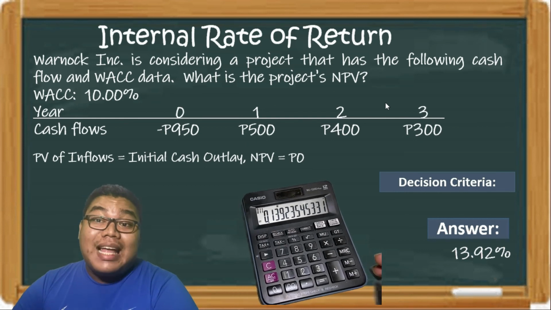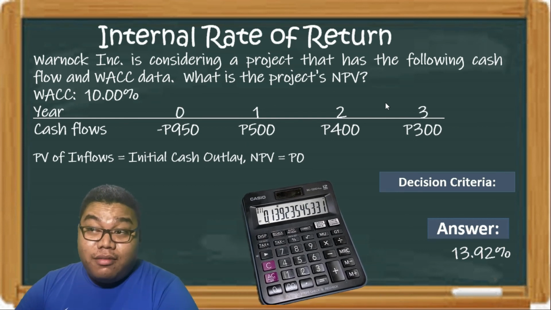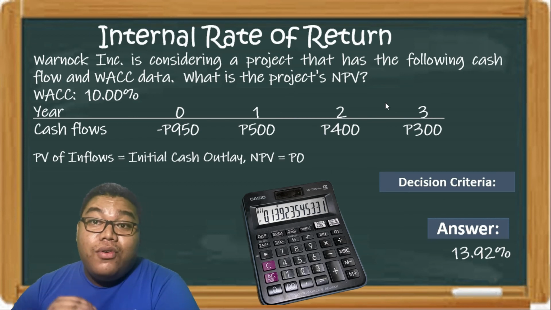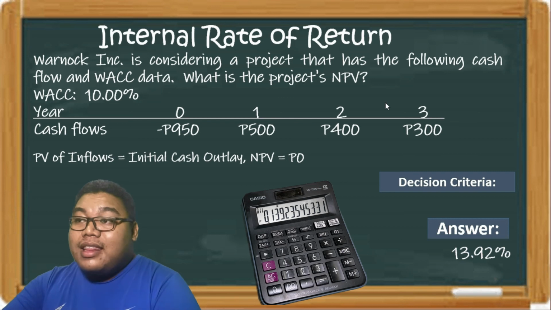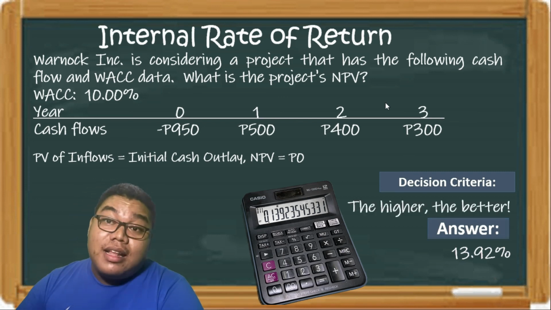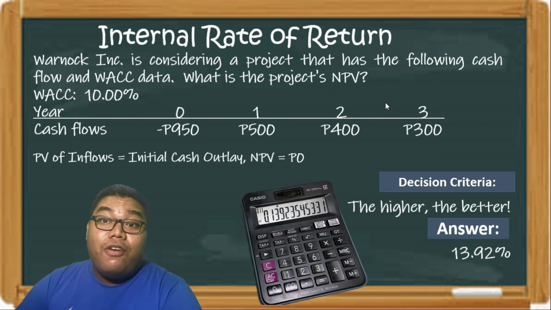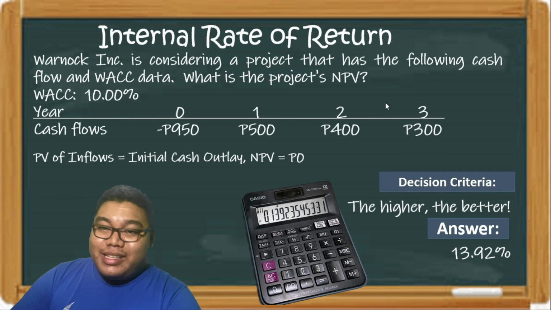So what is your decision criteria here? As long as you have set a minimum required rate of return, so for example here, we have set it at 10%, then if you exceed that rate of return, the investment is acceptable. And the higher the internal rate of return that you have computed, the more acceptable your investment is.